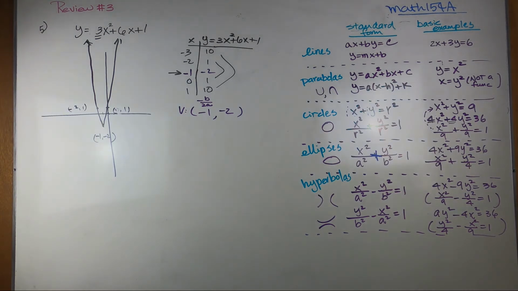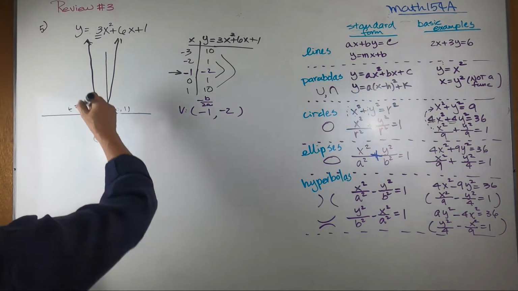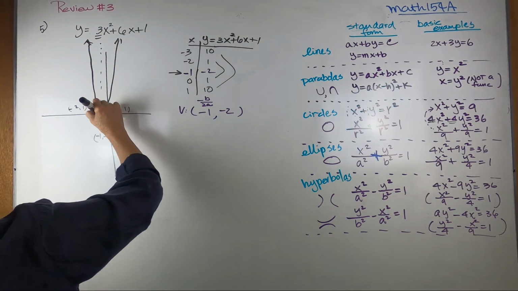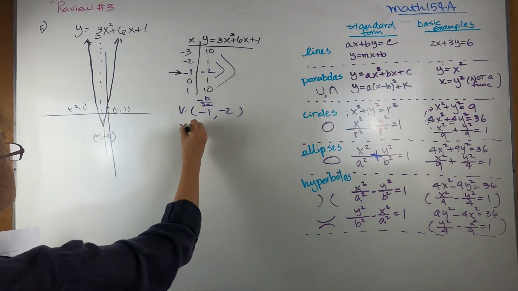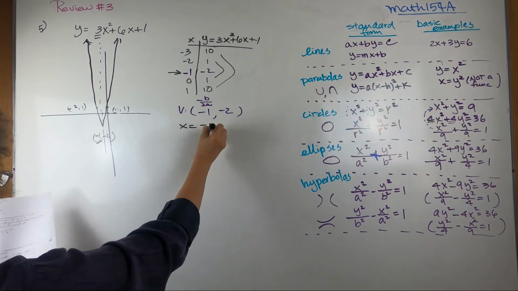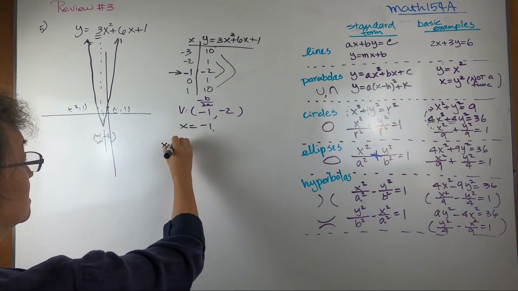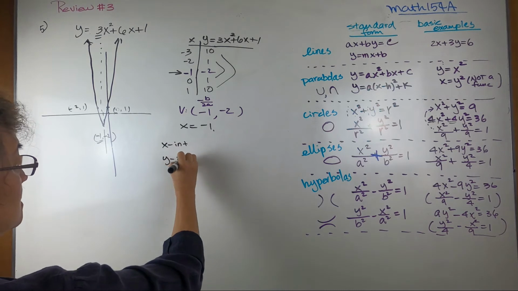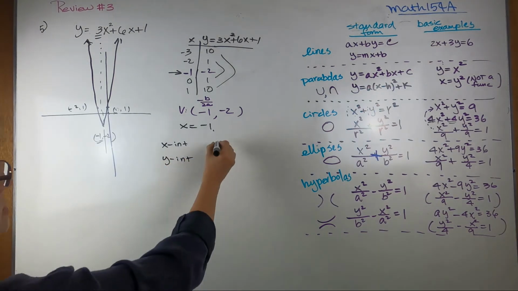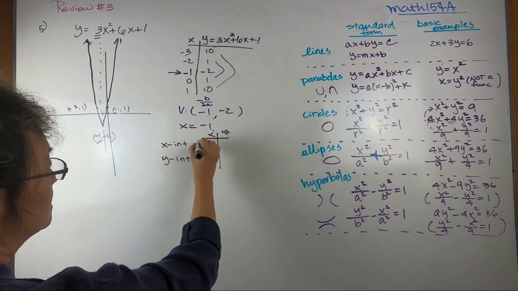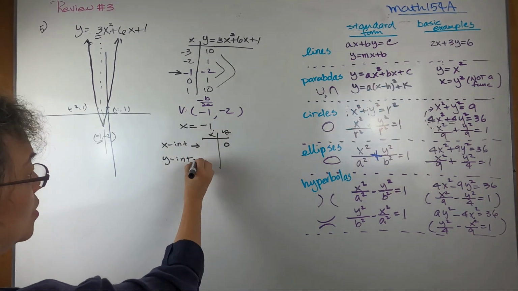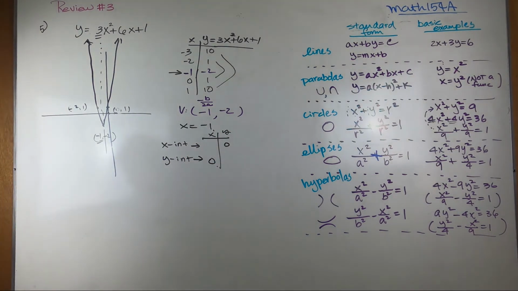Then we also will ask you a bunch of questions. Okay, what's the line of symmetry, right? So it is x equals negative 1. Then we will also ask you, what's your x-intercept and y-intercept, right? So we say for the x-intercept, y will be 0. For the y-intercept, x would be 0.